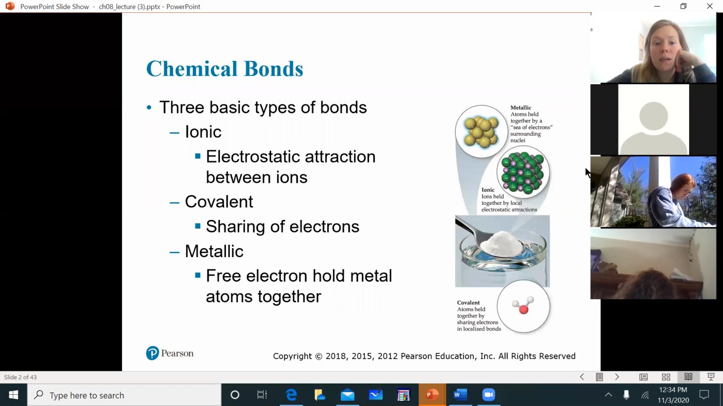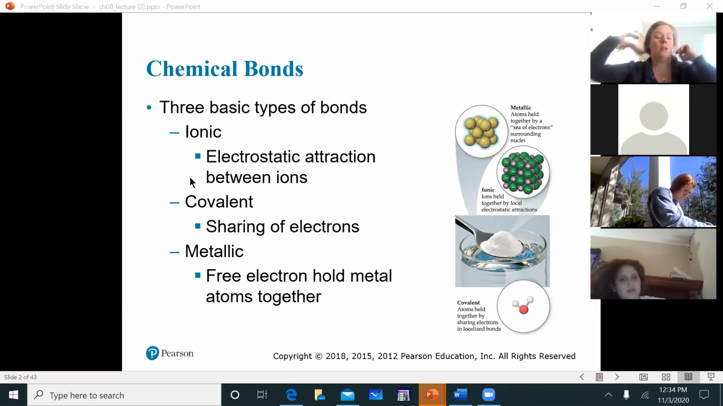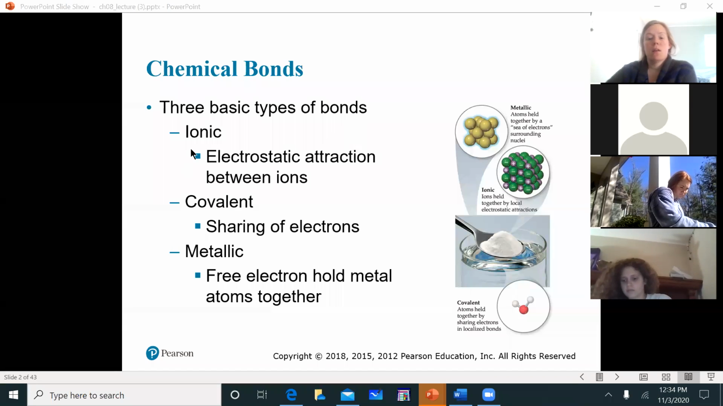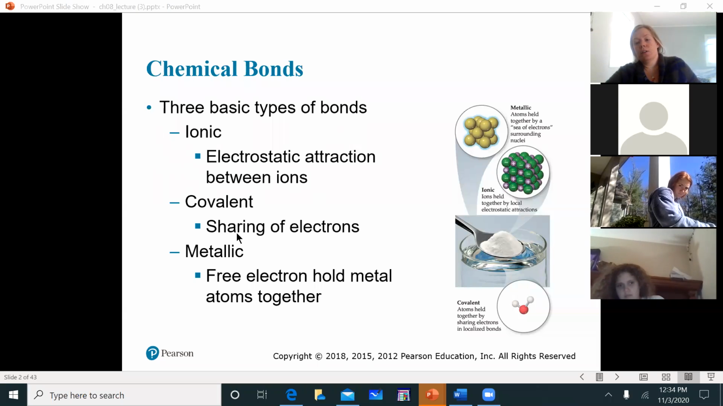So as far as chemical bonds are concerned, we're going to divide it up into 3 basic types of bonds. We've got ionic, covalent, and metallic. We'll do a little bit of talk on ionic. We're going to spend most of our time right here in this covalent, or sharing electron, department.